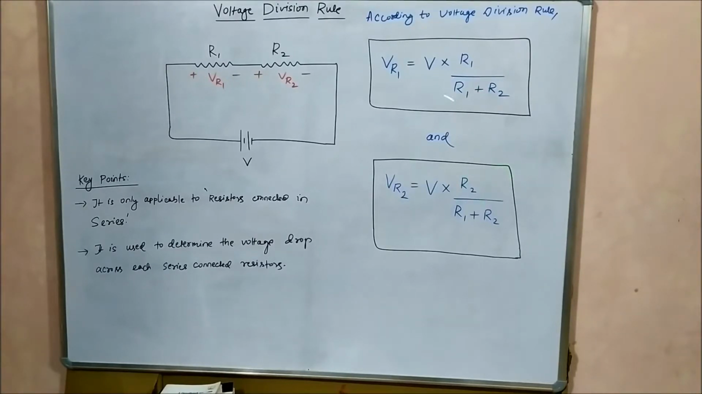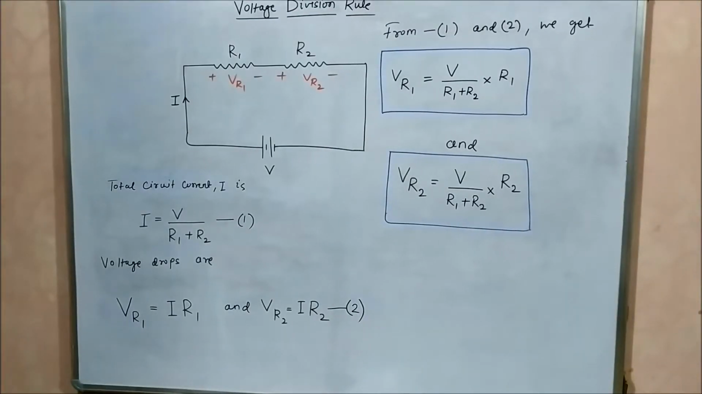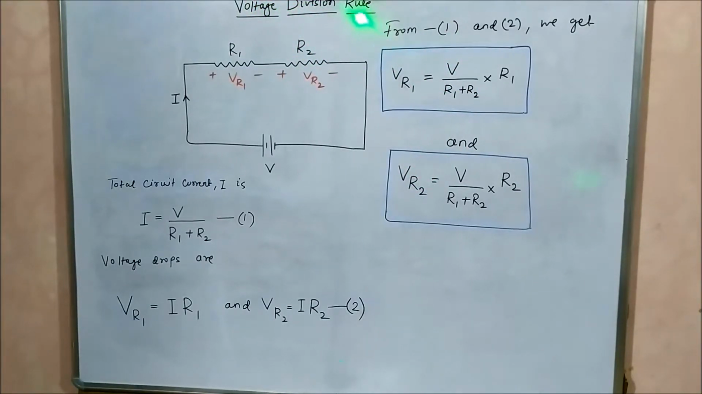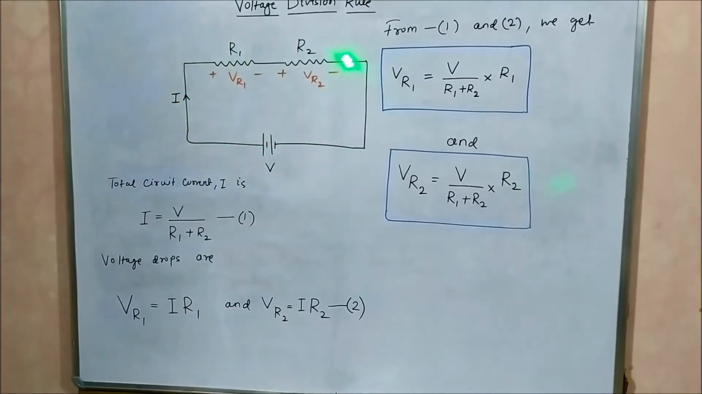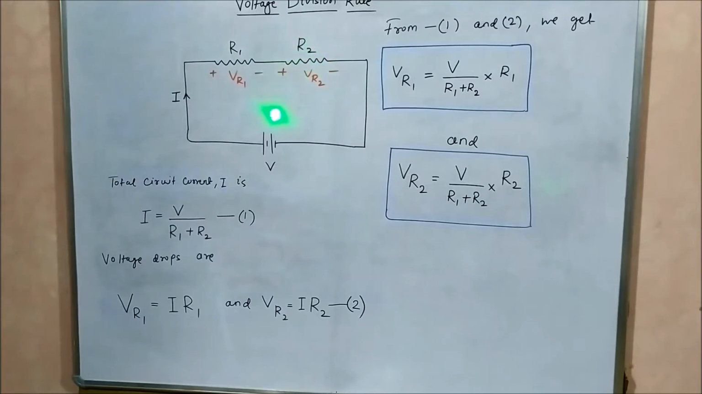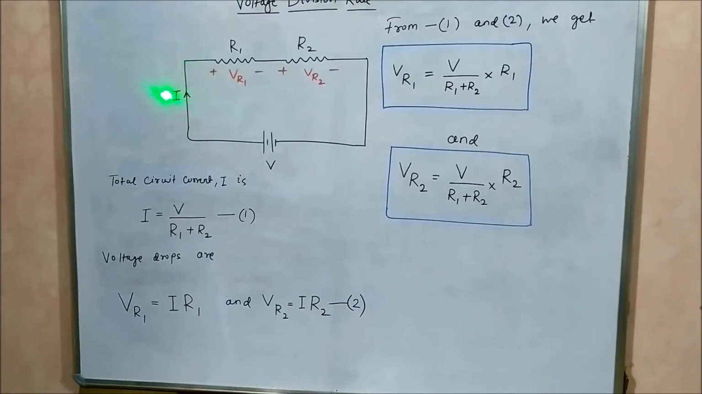So now let us see how we got these two expressions, how to mathematically derive these two expressions of the voltage division rule. We have taken the same series circuit containing two resistors R1 and R2 in series across a DC voltage source V. Now, capital I is the total circuit current.